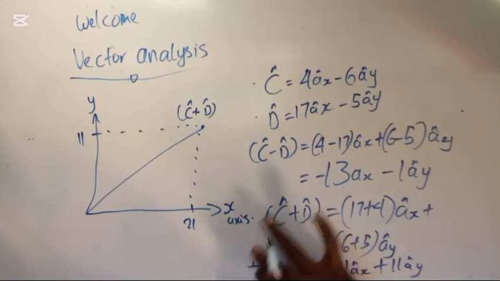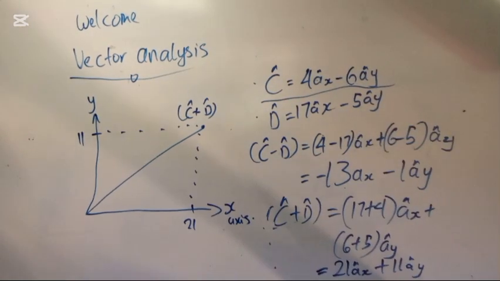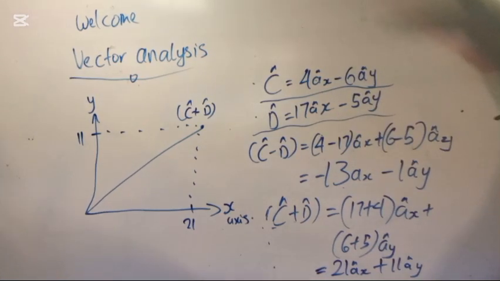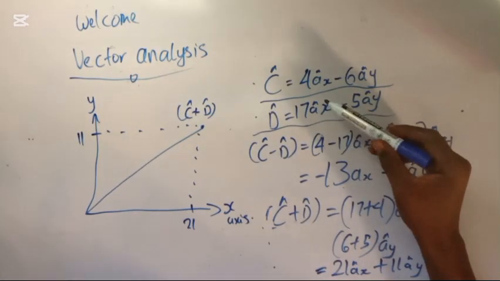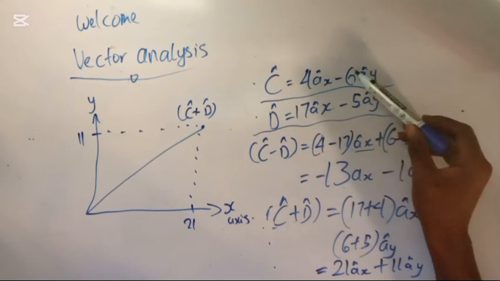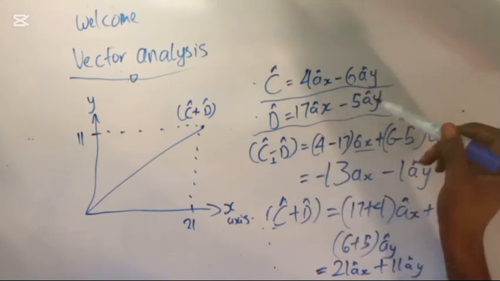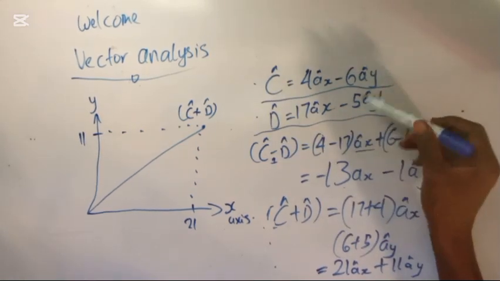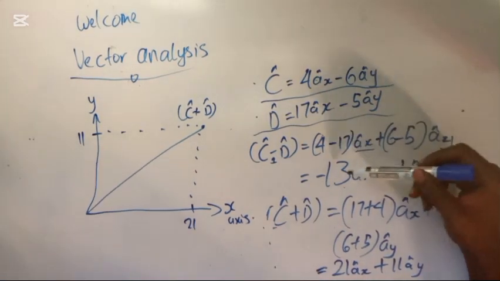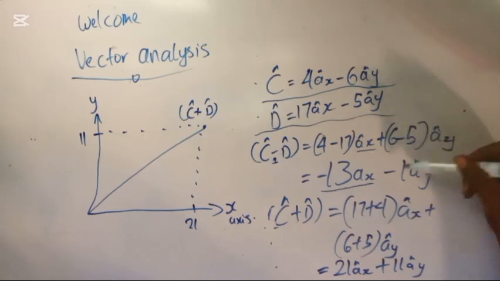So yeah, we have C, which is 4ax minus 6ay. We have D, which is 17ax minus 5ay. So basically now C minus D, you put in the x plugins and the y plugins. For the x plugins, we have 4 and 17. Since our function here is minus, we have to subtract the plugins for the x values of each vector. So 4 minus 17 gives minus 13, and for the y plugin we have 6 minus 5, which gives minus 1.